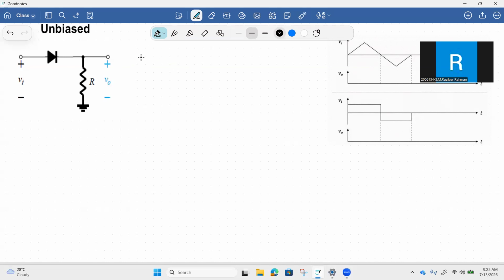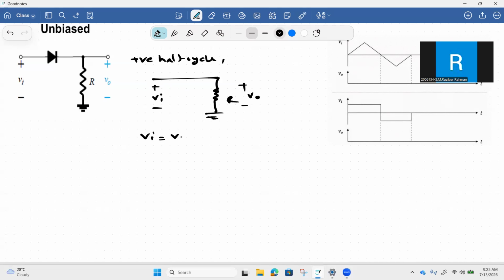So what happens here? During the positive half cycle, as the diode is getting a positive voltage, we will consider an ideal diode first. So the diode will be on and it will act as a short circuit. The equivalent circuit can be represented like this. The output voltage will appear across this resistor R, and here we will apply the input voltage, and we can see the input voltage will be equal to the output voltage here.